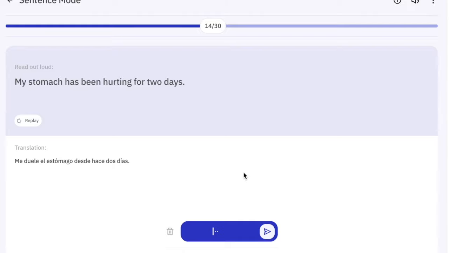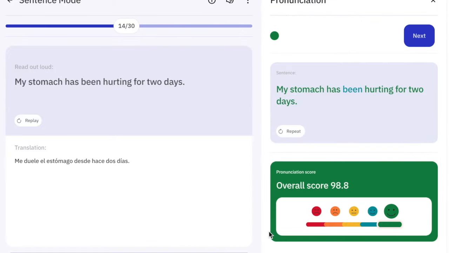Here are some examples. In this one, I decided to do a common mispronunciation of stomach. "My stomach has been hurting for 2 days." It didn't flag stomach, but it did flag bin, which I pronounced bin, not bean, which is the correct and natural pronunciation that a native speaker uses in normal speech.